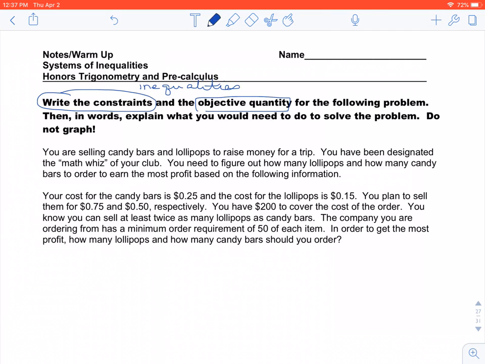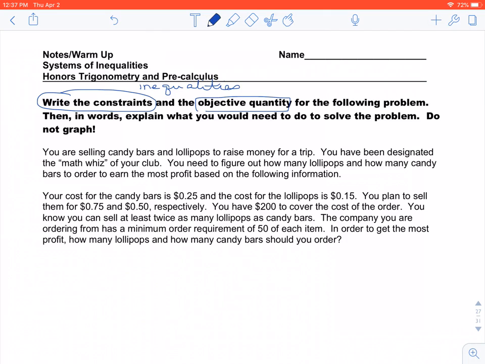So looking at the problem here, you're selling candy bars and lollipops to raise money for a trip. You are designated the math whiz of your club. So maybe you want to go to the science museum because you're in the science club and you're selling candy bars and lollipops. So your goal is to figure out how many lollipops and how many candy bars you need to sell in order to earn the most profit based off of the information that's given. So they first talk about the cost of the candy bar being 25 cents and the cost of the lollipop is 15 cents. You're going to sell them for 75 cents and 50 cents. So that's what you will end up selling them for.